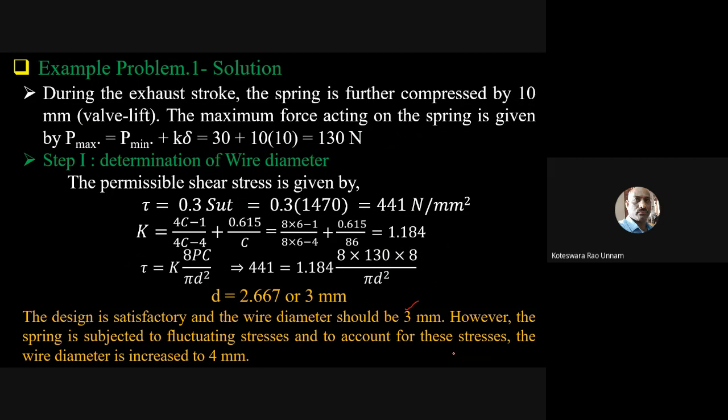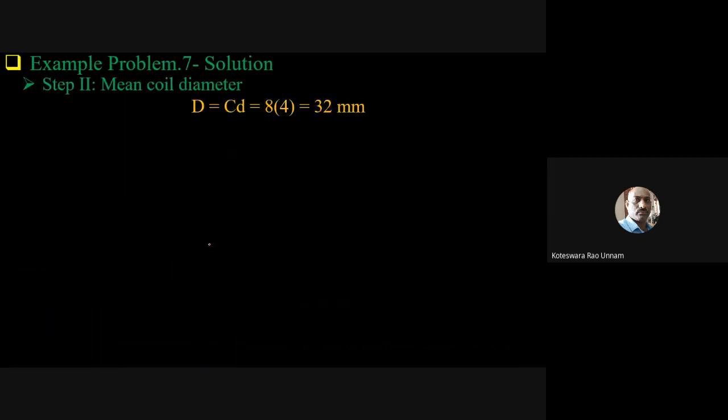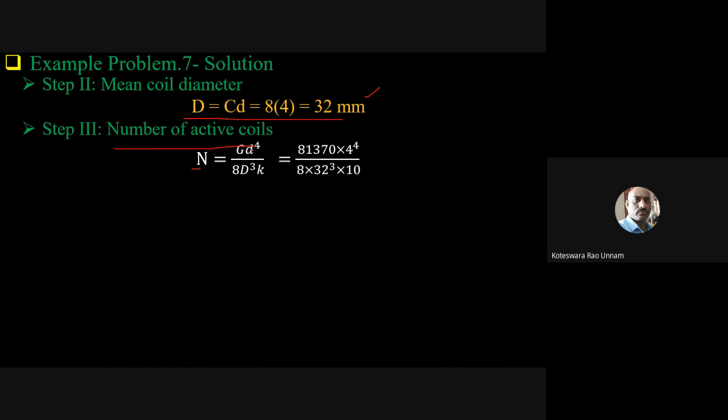Still, if you feel that the factor of safety is sufficient for these calculations, then you can go along with this 3 mm diameter only. Okay, so that is the point you need to remember here. So now, once I got the small d, then capital D is going to be C into d, which is 32 mm. Number of active coils: the formula for that is G d power 4 by 8 D cube into K. So G is 81370.